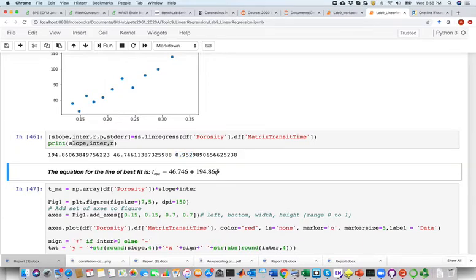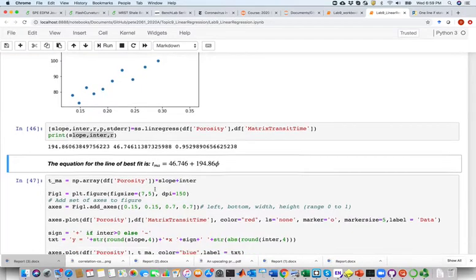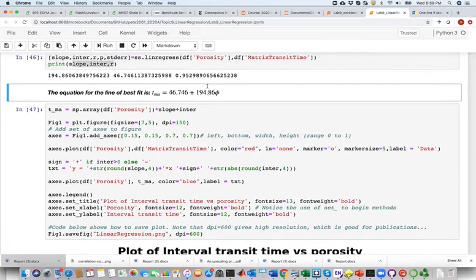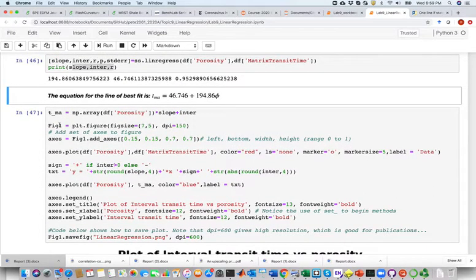And we can write out the equation, right? y equals mx plus c. So here is the intercept, 46.7. Slope 194, right here. We got them from this function. And this is basically the equation you can use to calculate interval transit time from porosity and vice versa, right? You can easily make porosity the subject of this equation, and you can get porosity given any matrix transit time. And now we're going to plot this equation and the data together. And that's what all of this is.